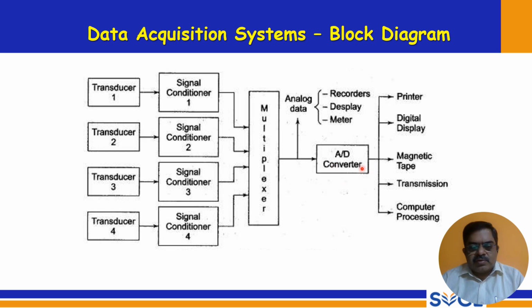Through the analog to digital converter, it can be sent to different processing units like a printer, display device, magnetic tapes, transmission or storage devices for computer processing. Here the computer can accept only digital signals and process them. Those can be transmitted, recorded, or stored also.